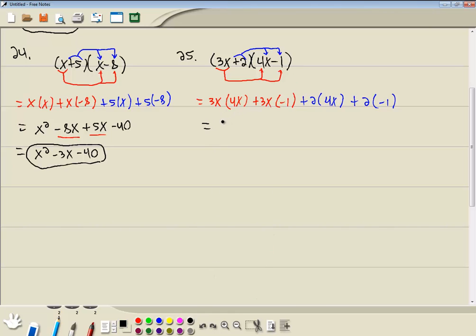Well, 3x times 4x gives us 12x squared. 3x times negative 1 is negative 3x. 2 times 4 is 8x. And 2 times negative 1 is negative 2. Which gives us 12x squared, negative 3x plus 8x gives us 5x, and minus 2. And that's our answer.